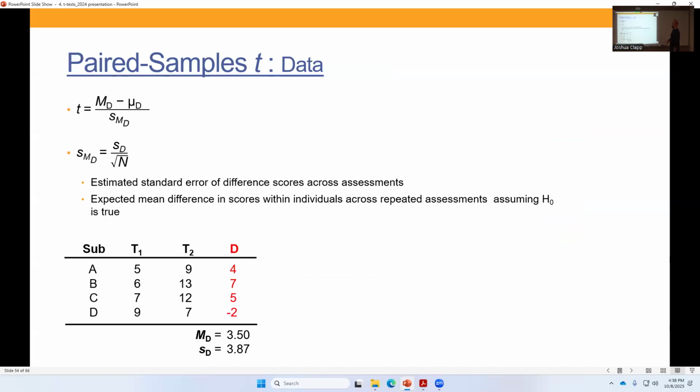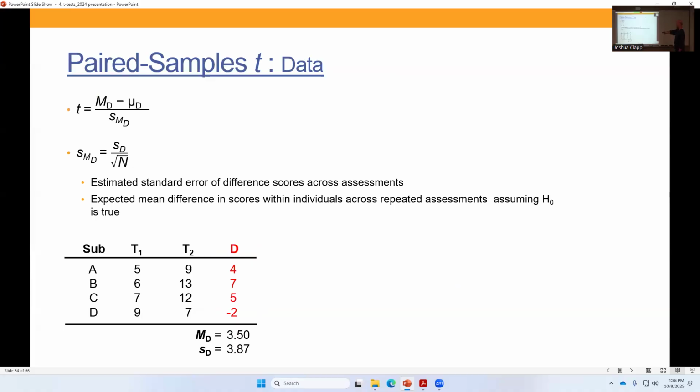So for my paired sample t-test, it's straightforward. My test statistic is going to be my mean difference minus the expected difference under the null. What's the expected difference under the null? 0. Yep. So that goes away, right? So we have the mean difference over the standard error of the mean difference.